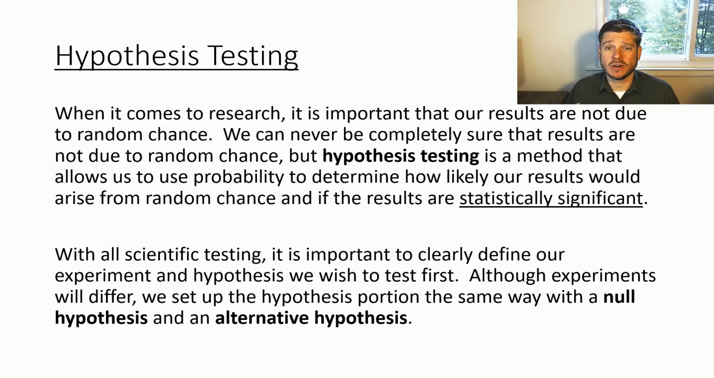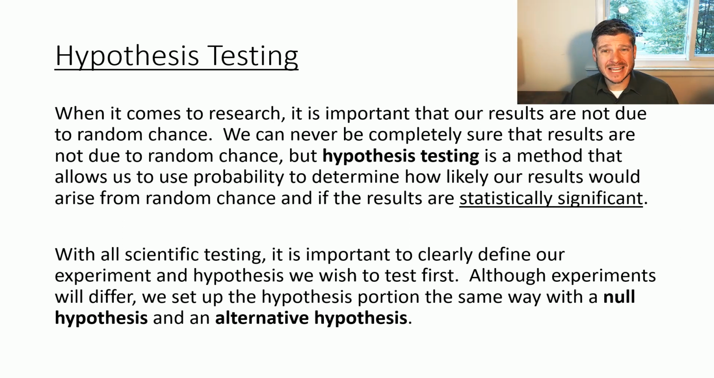Now, first of all, when it comes to research, it is really important that our results are not due to random chance, but we can never really be sure that they're not, because this world is a chaotic and crazy place and random things happen all the time. But hypothesis testing allows us to determine and assign a probabilistic value, called the p-value, to how likely it is that we would arrive at our results. Or, what is the probability that our results would arise from random chance? And then we can use that to also determine if our results are statistically significant, which we'll define a little more in depth later on.